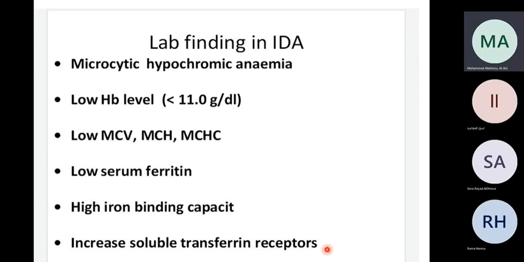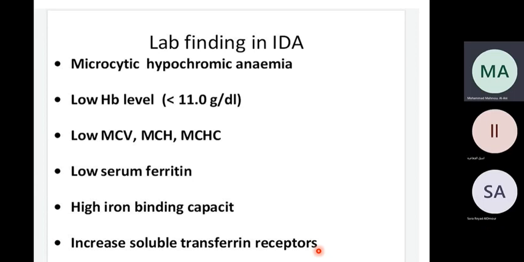As you know from your physiology lecture, you know now about the transferrin receptor. These are present in the bone marrow on the RBC precursor, the erythroblast. But when there is a decrease in the iron, there is a shedding of these receptors into the circulation. So they are increased, and we call it soluble because we detect it in the peripheral blood. So there is an increase in soluble transferrin receptor because there is not sufficient iron to saturate these receptors in the erythroblast.